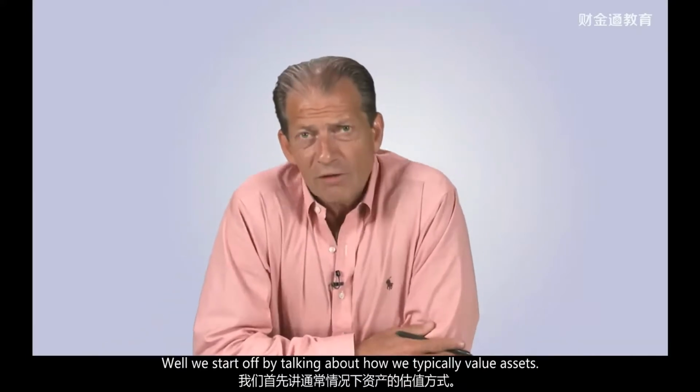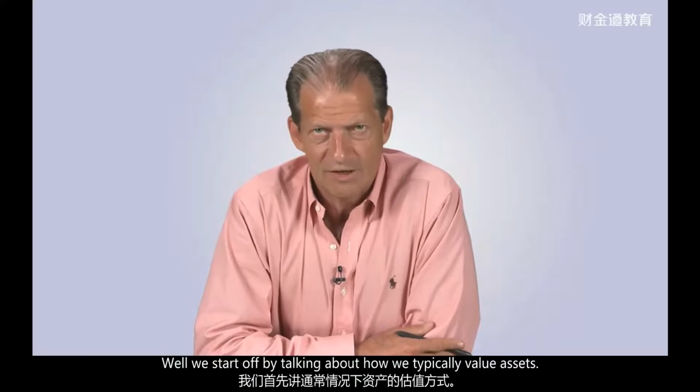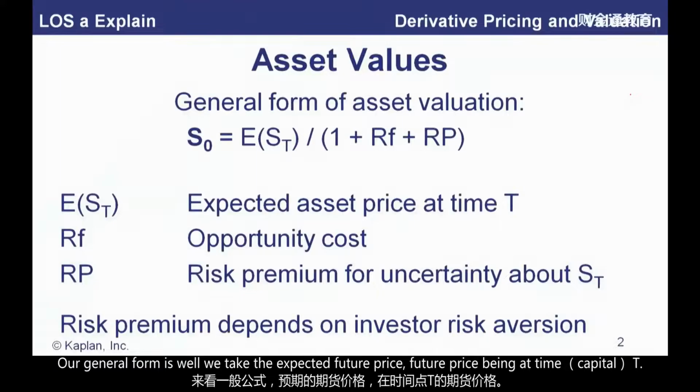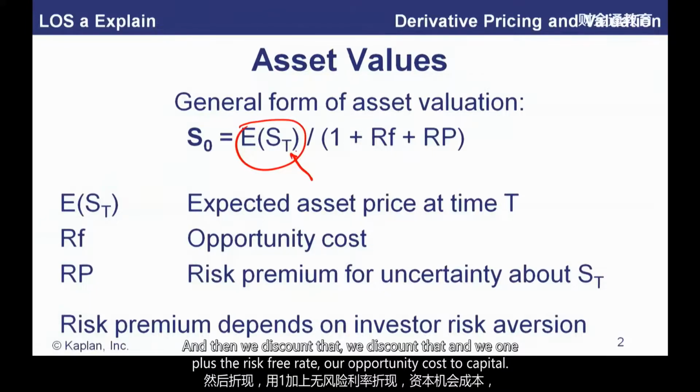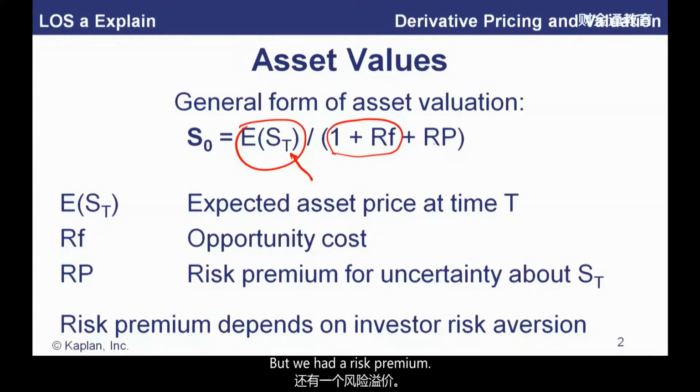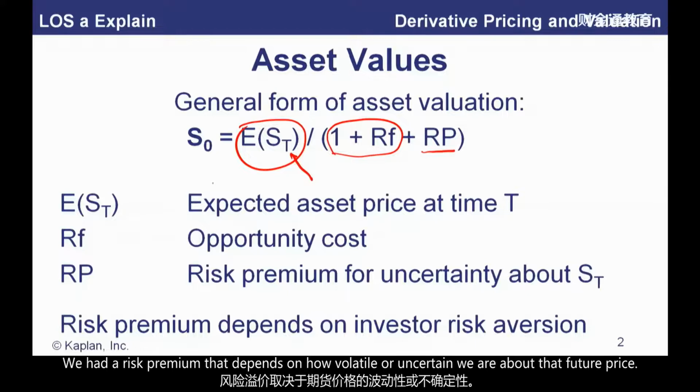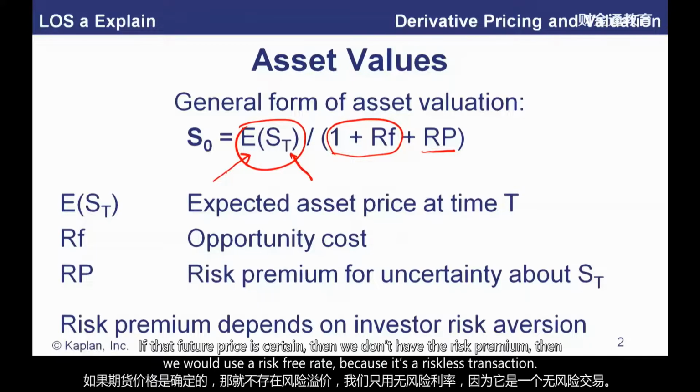Well, we start off by talking about how we typically value assets. Our general form is, well, we take the expected future price at time capital T, and then we discount that at 1 plus the risk-free rate, our opportunity cost of capital, but we add a risk premium that depends on how volatile or uncertain we are about that future price. If that future price is certain, then we don't have the risk premium. Then we would use the risk-free rate because it's a riskless transaction.